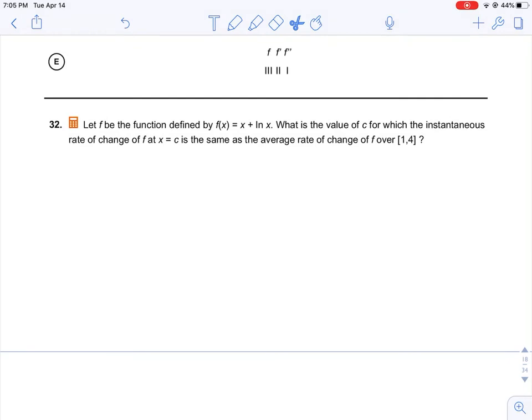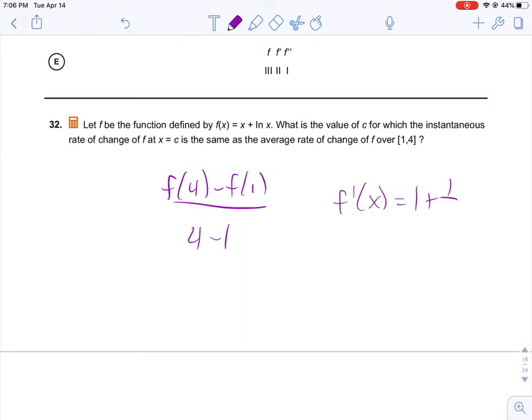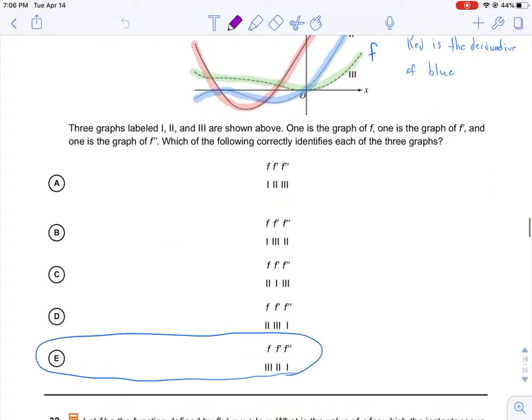32, let f be this function. What is the value of c for which the instantaneous rate of change is the same as the average rate of change? So average rate of change, again, is slope between 2 points, f of 4 minus f of 1 over 4 minus 1. You just use your calculator to get those. And we want the instantaneous rate of change, f prime, to be equal to that. That's just 1 plus 1 over x.